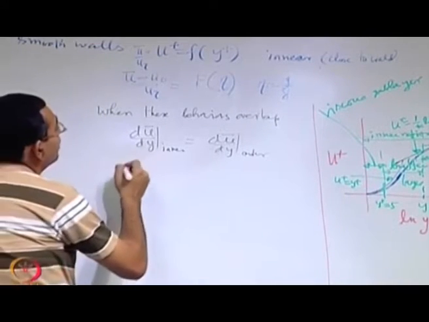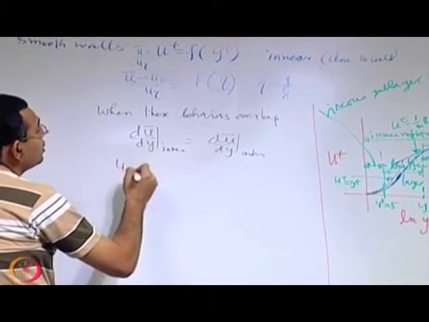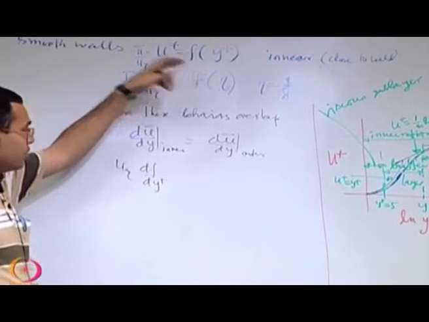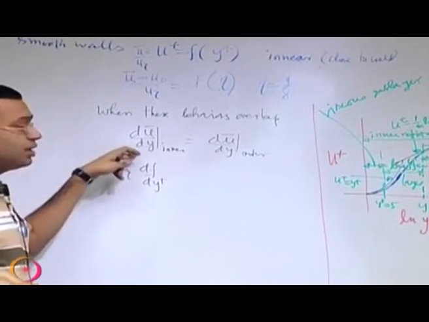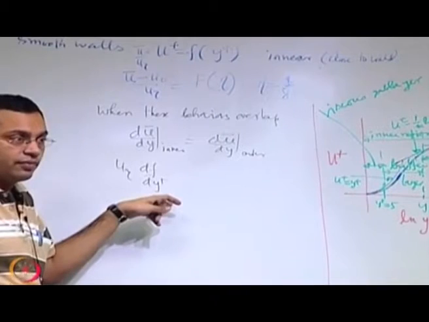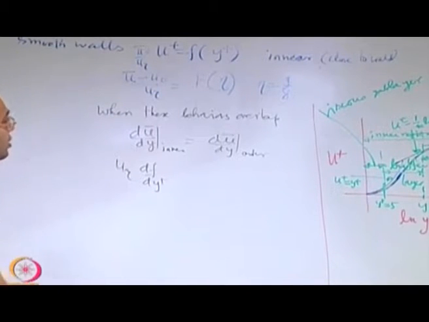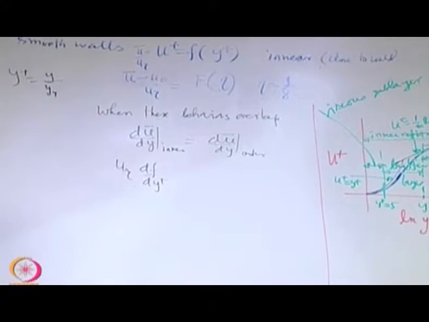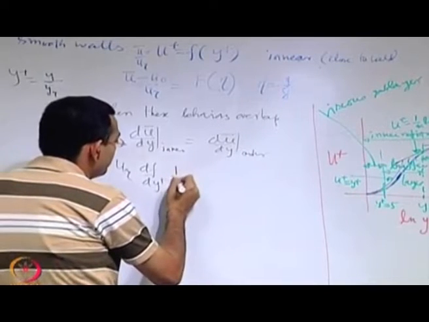So du dy we can write as u tau into df dy plus into dy plus dy. U is u tau into f, so what is du dy? It is u tau into df dy plus into dy plus dy by the chain rule. So what is dy plus dy? Y plus is y by y tau, so df dy plus into dy plus dy is 1 by y tau.